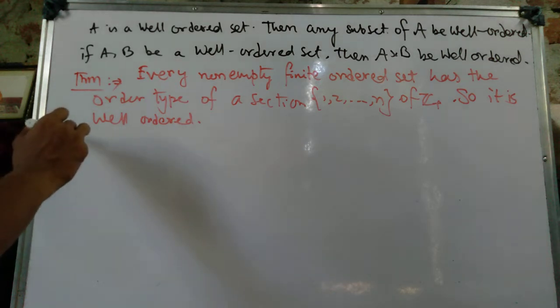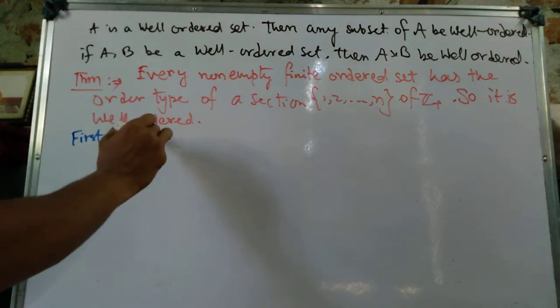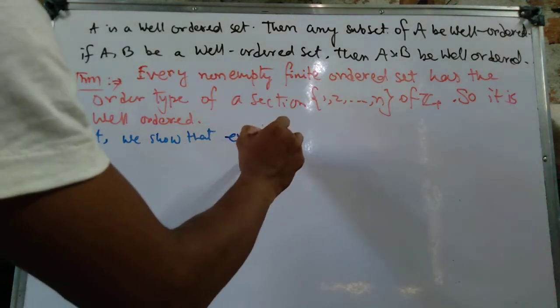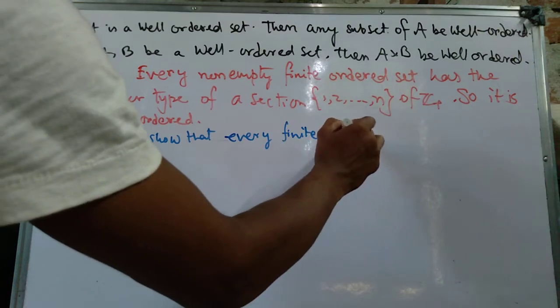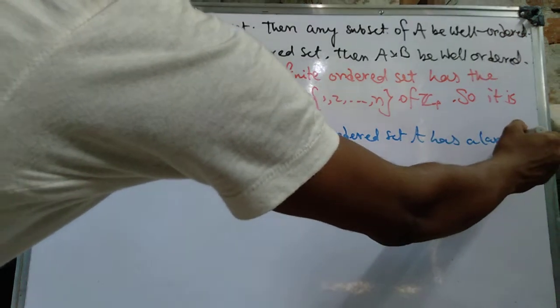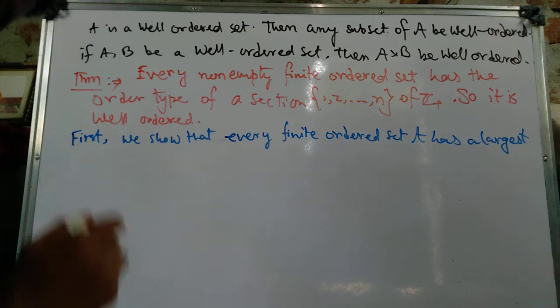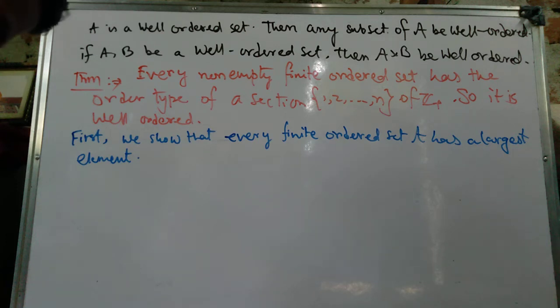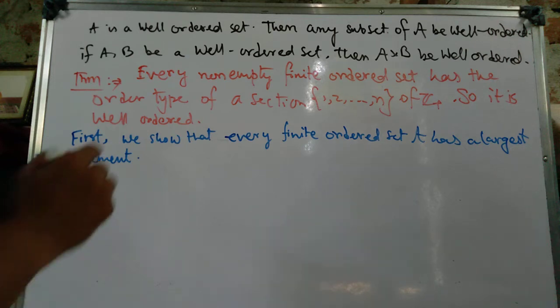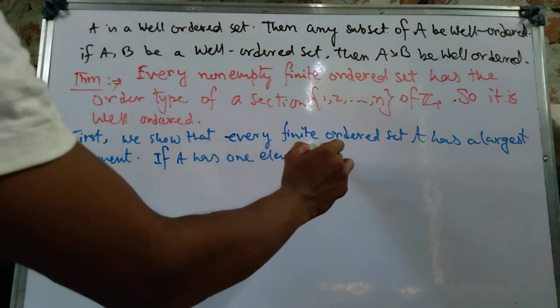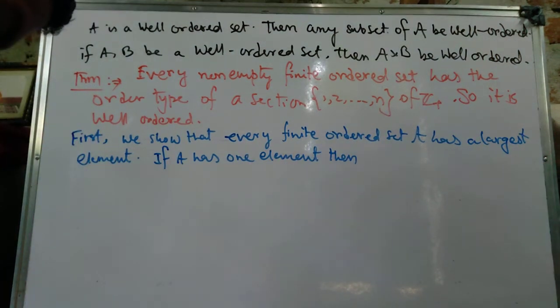Now we first show that every finite ordered set A has a largest element. Now if A has one element, then this is trivial.